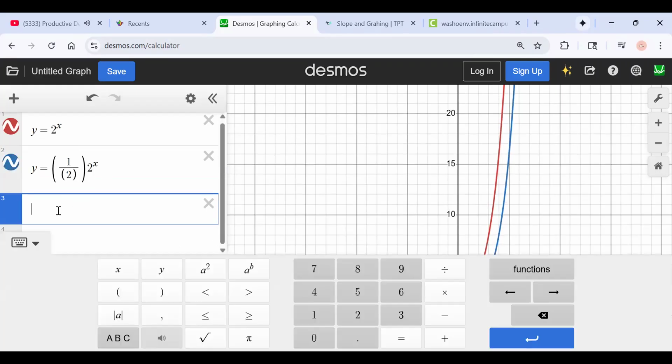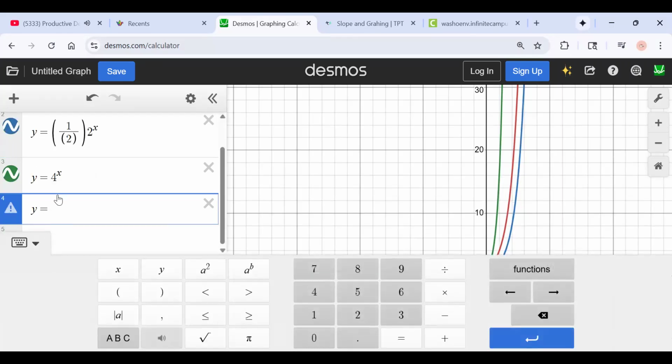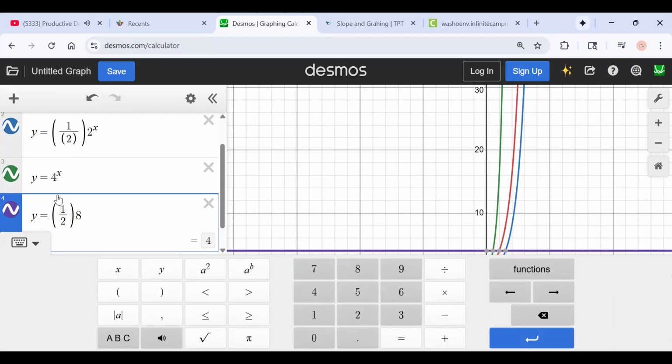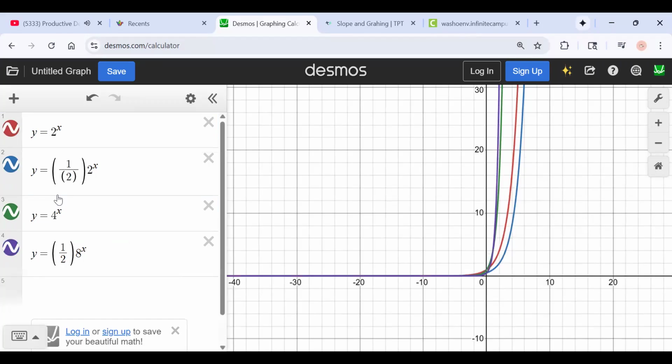Okay. What if it's y equals 4 to the x? What happens then? What do you see happening? Yeah. Now let's see. Does this make a difference if you do y equals 1 over 2 times 8 to the x? Because what's 1/2 of 8? Isn't it still 4? Let's see if this line is going to be the same color as the green one before. Does that make sense? Is there a little bit of difference? There's a little bit of difference. You see that? It's nearly the same.